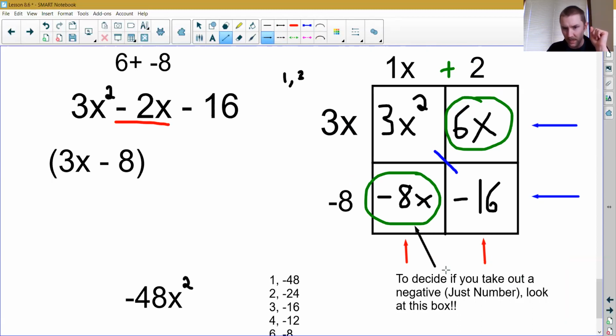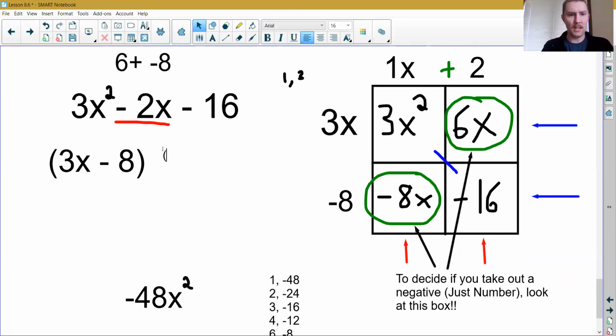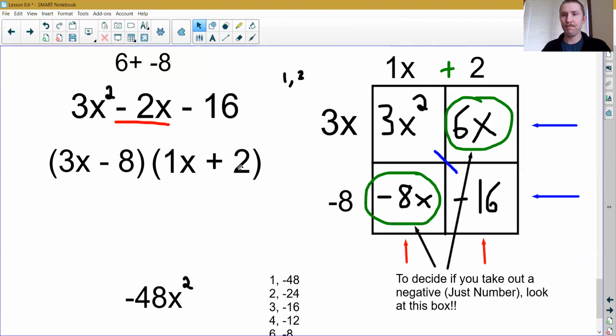To decide if you're taking out a negative number, you look at these boxes, okay? I don't care what's in the bottom right box. I only care about the x's. So my other set of parentheses is going to say 1x plus 2. Now, do you really need to have the 1 in front of the x? No, you don't. So if you just have x plus 2, that's excellent.